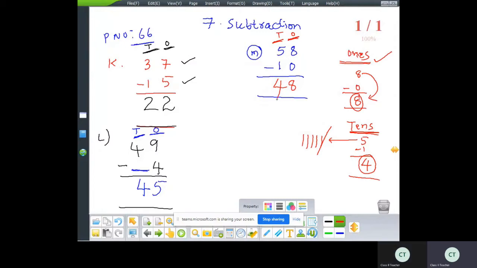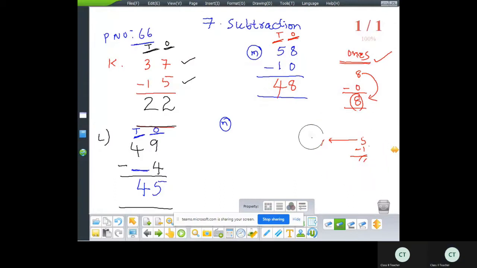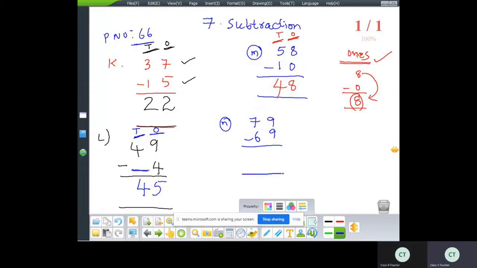Now, problem N. 79 minus 69. Write place values 1 and 10. Here 69 is subtracting from 79.